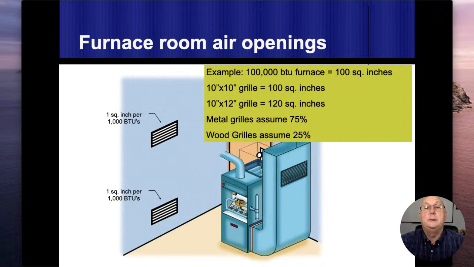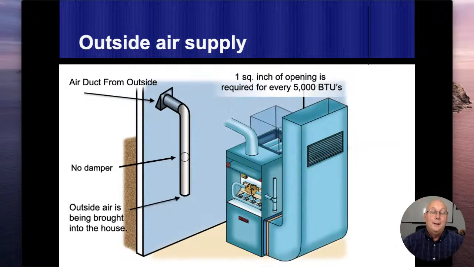So 100,000 BTUs, this is kind of the same example I just used. We need 100 square inches. Metal grills use 75%, so we kind of have to add on another third to get that 100% back up there. Wood grills are 25%, so I have to do quadruple to get to the 100% mark coming in there. 1 square inch for every 1,000 BTUs. That is if I bring the combustion air from another room that's already inside the house.